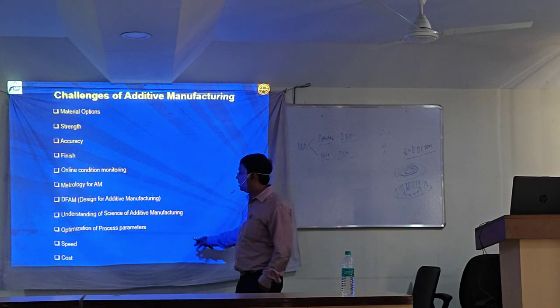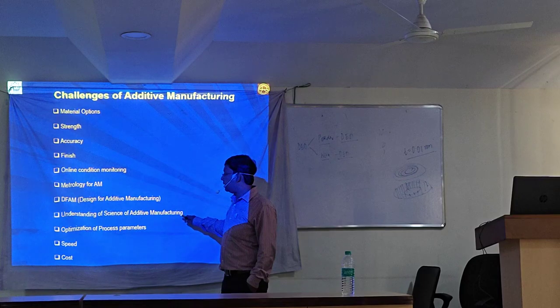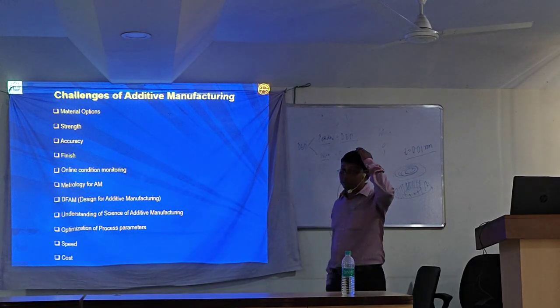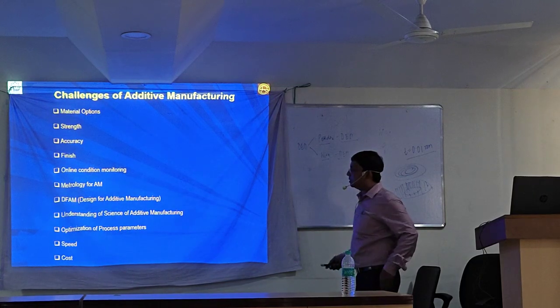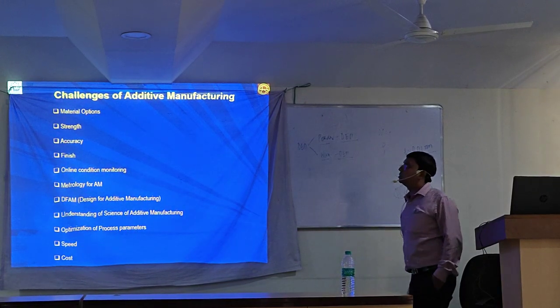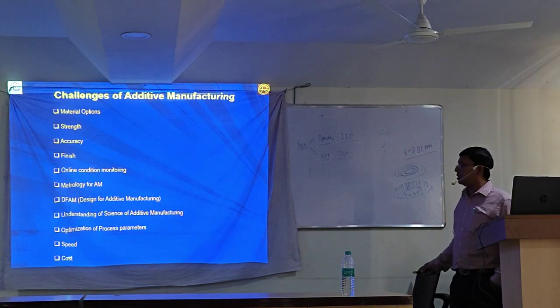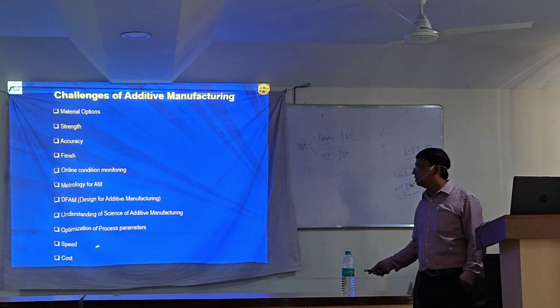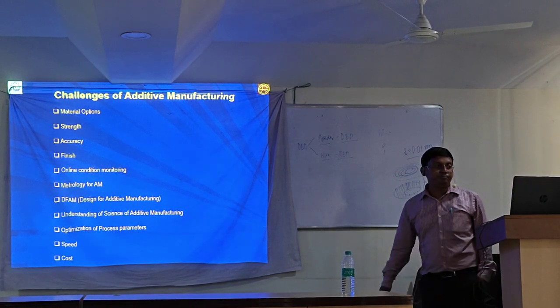Understanding of the science of additive manufacturing is another area of research. Optimization of process parameters is obvious for any manufacturing process. And then speed increment and cost reduction is another limitation, because now speed is not up to the mark, cost is high.